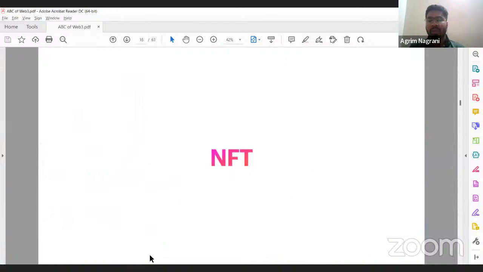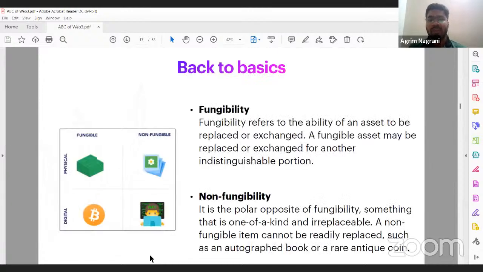Now from DAO, coming towards the NFT. So what is an NFT? NFT is the non-fungible token being used in the Web3 space. As we all know, fungibility refers to the ability of an asset to be replaced or exchanged. So a fungible asset may be replaced or exchanged for any other indistinguishable portion. Now coming towards non-fungibility.